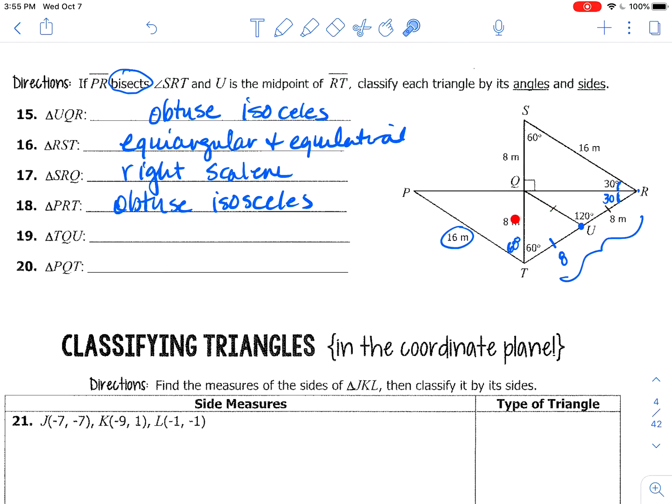TUQ is up next. So T to U to Q. That's this little guy right in here. Hey, it's got these three congruency marks. This is 8. This was 8 because it was the midpoint and it was congruent to this segment. This is an equiangular, equilateral. We can also identify these are a linear pair, so this has got to be 60, 60, 60, and 60. Equiangular, equilateral.